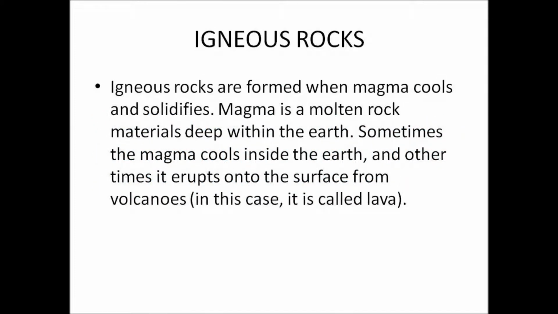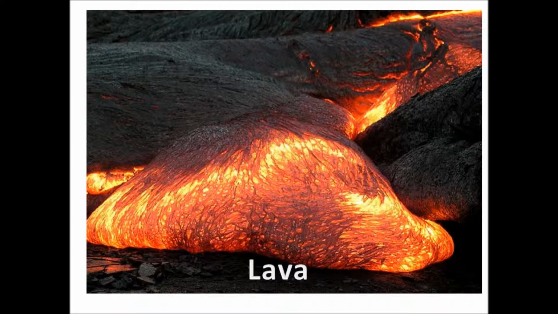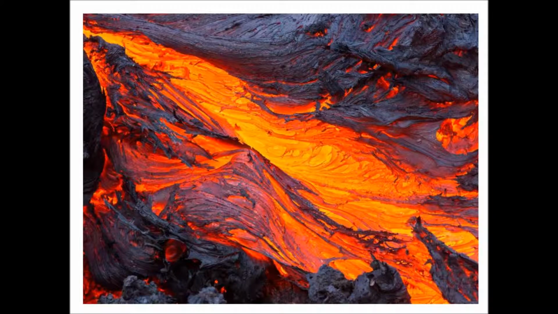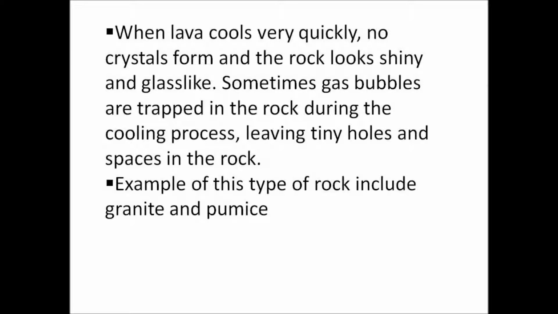To begin with the igneous rocks. Igneous rocks are formed when magma cools and solidifies. Magma is molten rock material deep within the earth. Sometimes the magma cools inside the earth, and other times it erupts onto the surface from volcanoes. In this case, it is called lava.